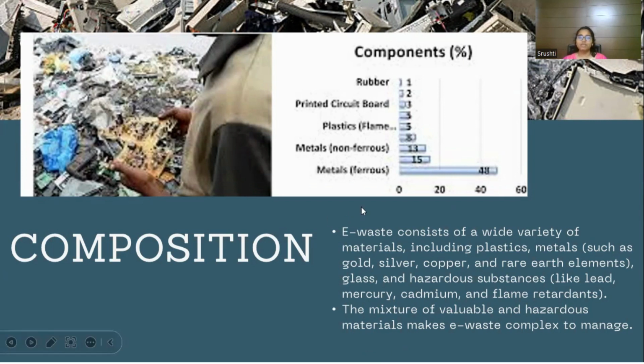The components of e-waste are given in this graph. The rubber is only 1%, printed circuit boards are 2 to 3%, plastics, flames, etc. are 3 to 8%, metals non-ferrous are 13 to 15%, and metal ferrous are 48%.